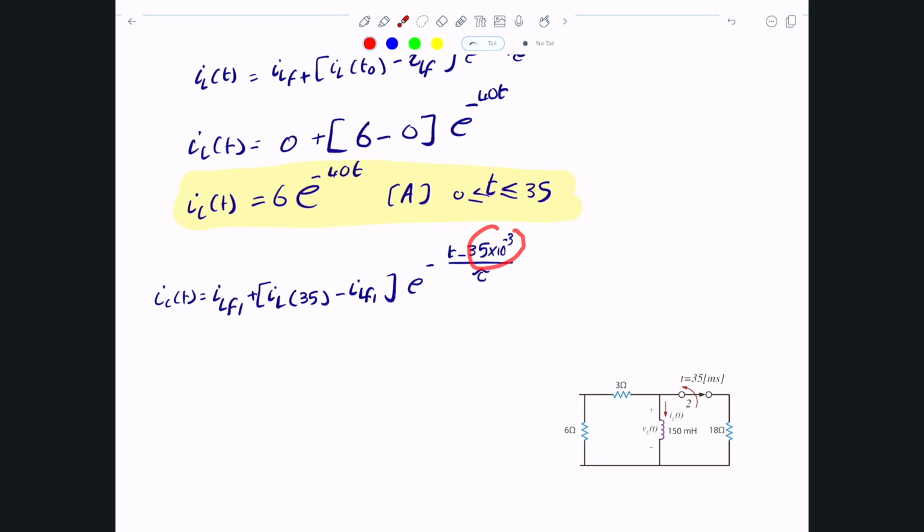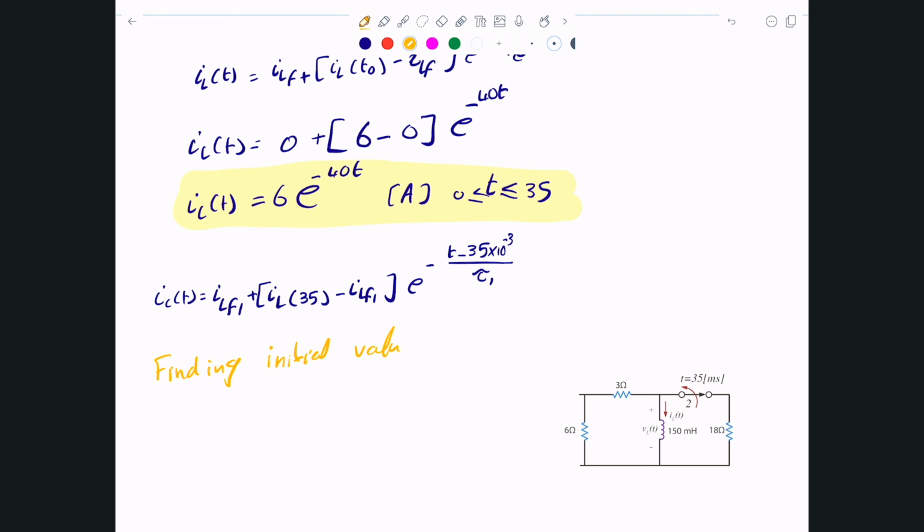Okay, so what we need to do is figure out this value, and we need to figure out this value and the tau as well. This is a different tau as well. So let me just call this one here tau 1, for example, because it's a different tau. All right, so let's, again, find the initial value.